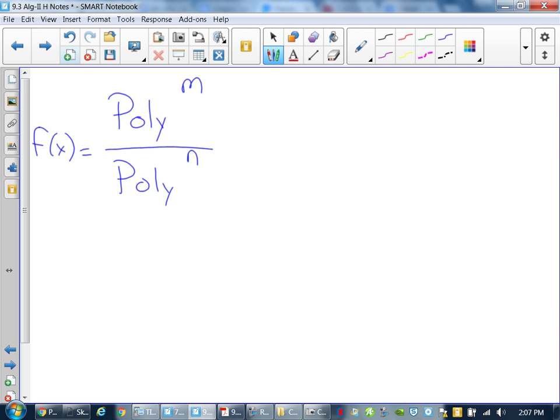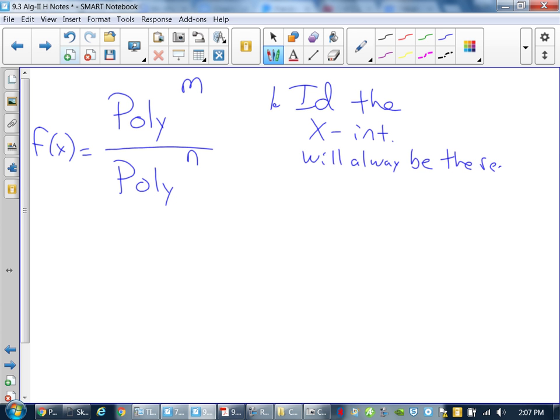So the first thing that we want to do is we're always going to try to identify the x-intercepts. The x-intercepts will always be the real zeros of the numerator.